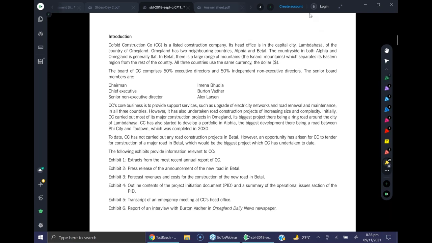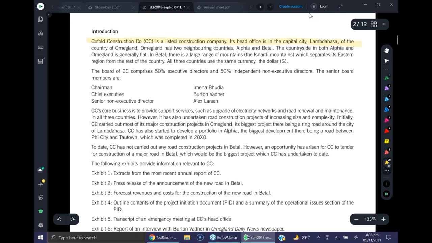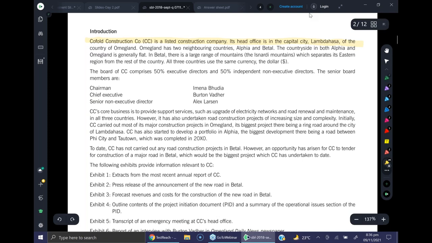It says that Kaffold Construction Company, CC, is a listed construction company. Its head office is in the capital city, Lamdasha, of the country of Omegland. Just for the sake of understanding, Omegland is the home country. Am I right?